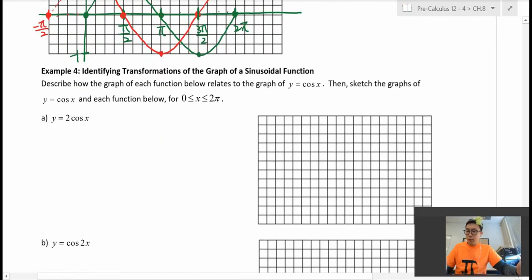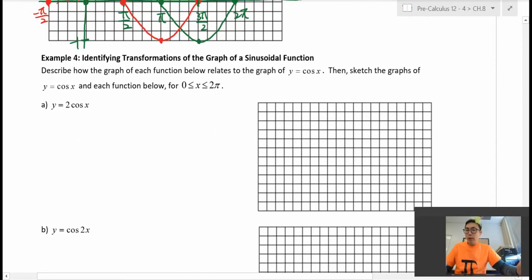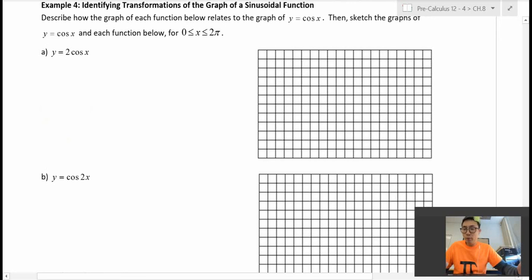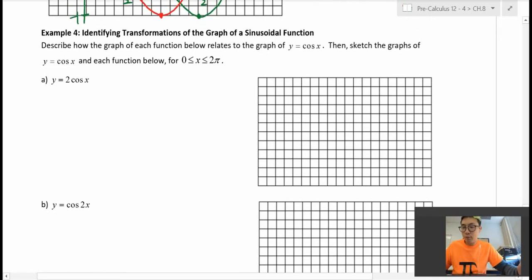Okay, last example, and here it says describe or identify the transformation of the graph of a sinusoidal function. Again, today we're just going to deal with them separately. We're going to deal with all of them together next time. That's when it becomes a little bit more complicated. Describe how the graph of each function below relates to the y equals cosine x graph, and then sketch the graphs of cosine x and each function below.